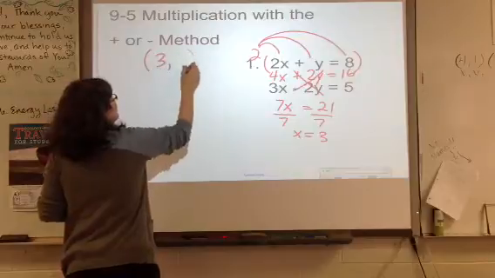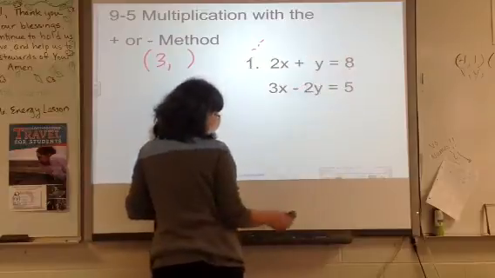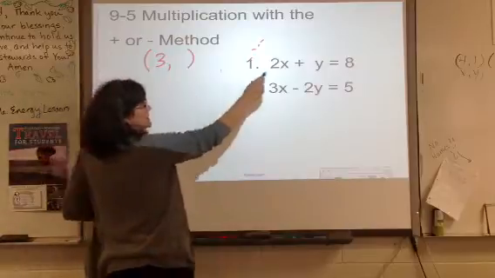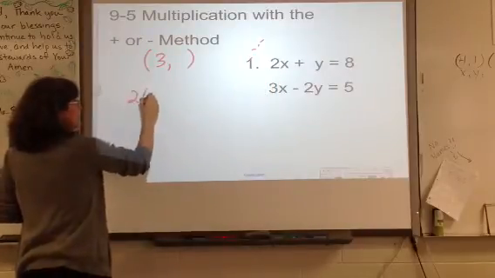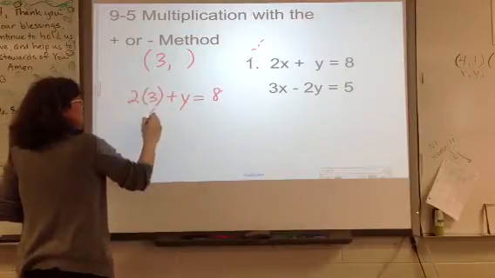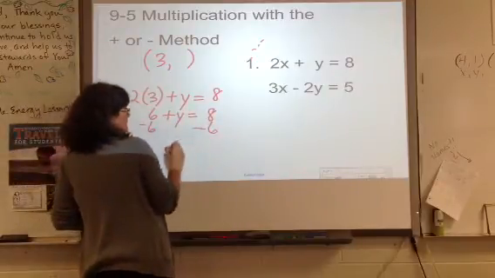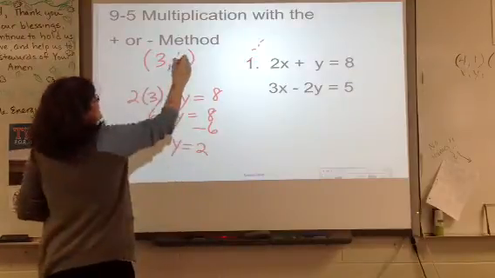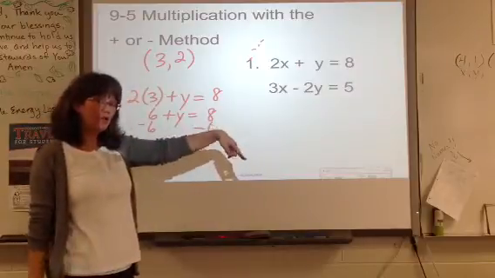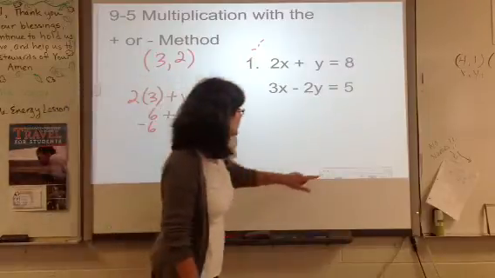X is 3. Okay, now I'm going to take that 3 and pop the 3 into where the x is. I'm going to choose this one. And pop 3 where the x is. And 2 times 3 is 6. Get y alone by subtracting 6. And y equals 2. Okay, that wasn't that bad. If you were paying attention yesterday and you knew how to do addition and subtraction, this one's not going to be too much more difficult.